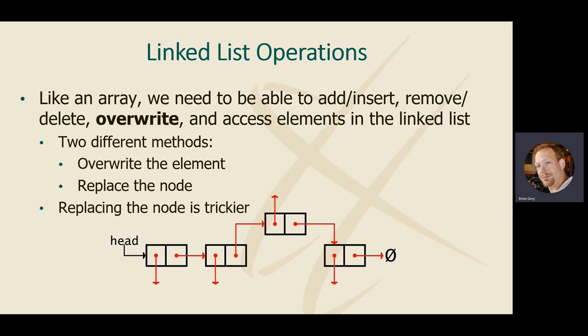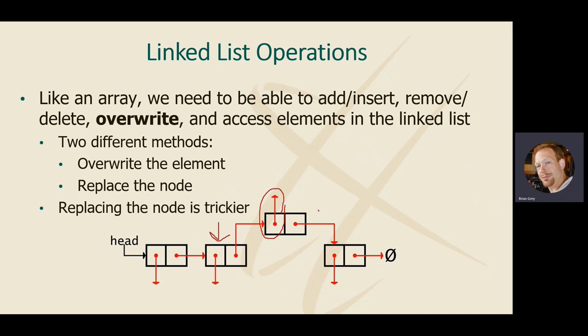So what's our runtime for either of these? Remember, we're ignoring getting to the node. We're ignoring getting to this node here in this case. So if we wanted to replace this and we had a pointer to it, well, we're just overwriting a variable. That's big O of 1.